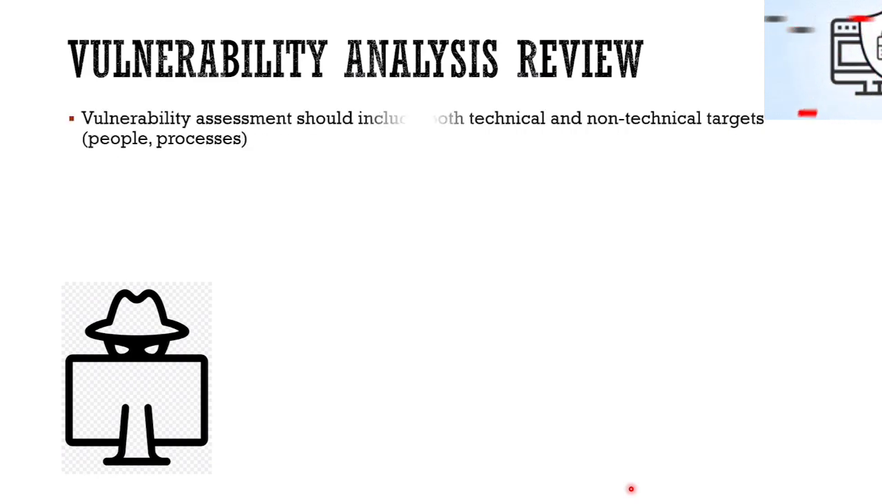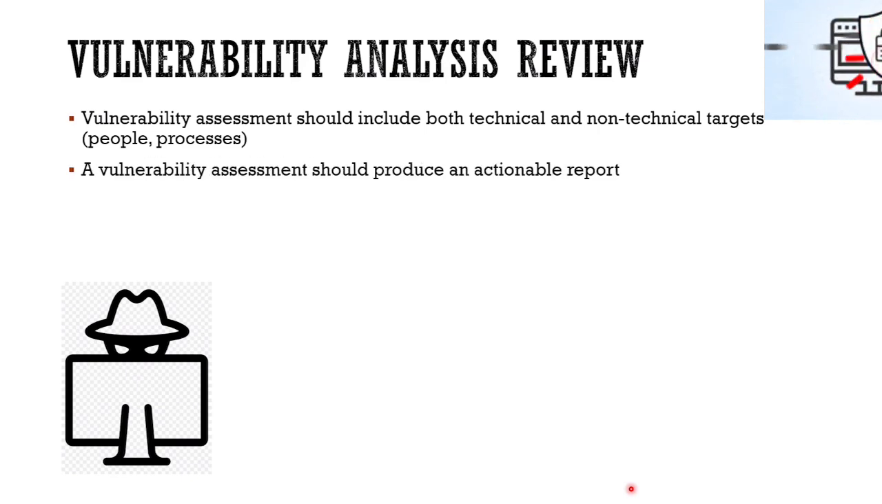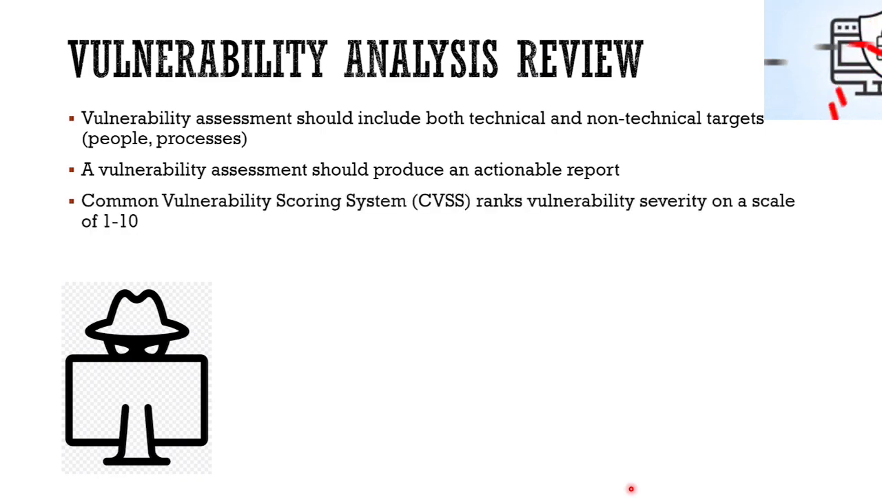Vulnerability assessments should be both technical and non-technical. Go after not only the systems and the networks and stuff, go after people and processes. You should have an actionable report, something that we can use to fix things. The Common Vulnerability Scoring System, CVSS, will rank severity on a scale of 1, meaning low, to 10, meaning the worst, the highest.